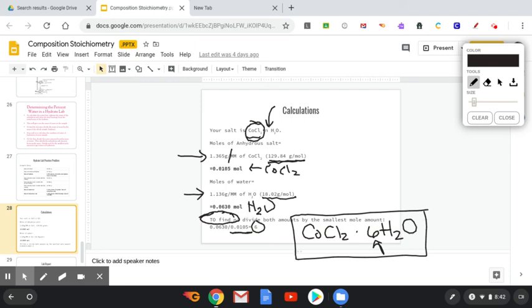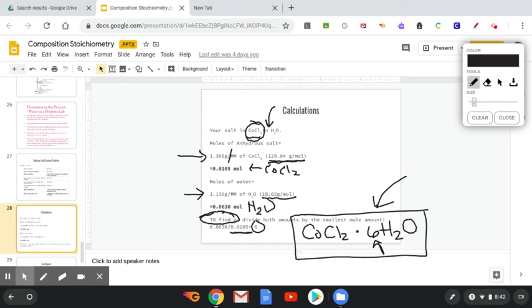So when I'm reporting my answer and my conclusion, I'm going to say that I was able to determine that cobalt 2 chloride has 6 waters of hydration, and this should be the formula. Okay, so that's the whole point of the lab, right? The purpose of the lab is to find out the number of waters of hydration.